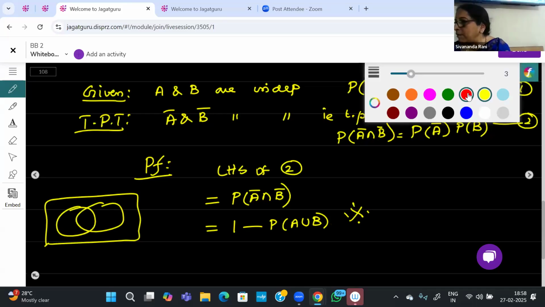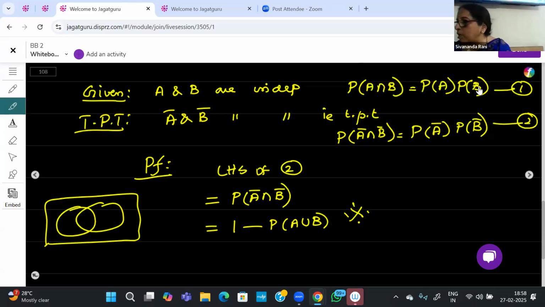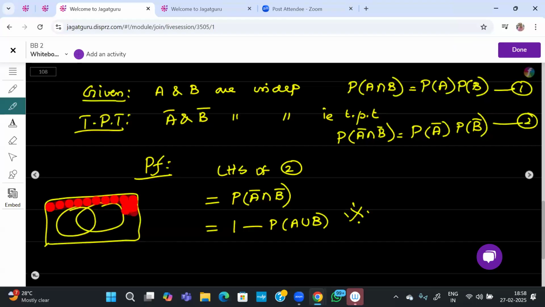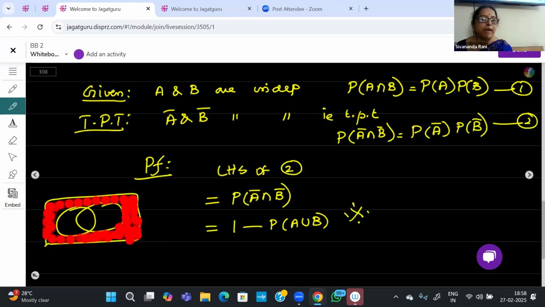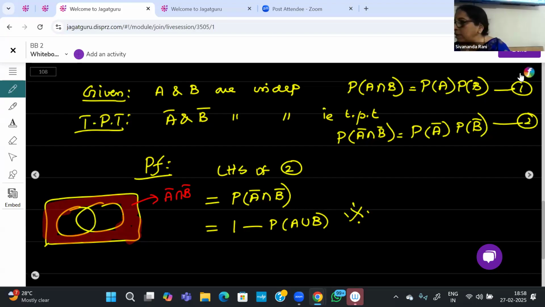Can someone tell me where that portion will lie? What is common to A bar and B bar? Where will it lie? Outside A and outside B. Which portion is that? Common to what is outside A and outside B, within the universal set. This is the portion that we want. This is what I am painting in red. That is actually your A bar intersection B bar. Outside A and outside B. That is the portion. So what can it be? It can only be the total minus the union, right? Okay. After that, what do I do?